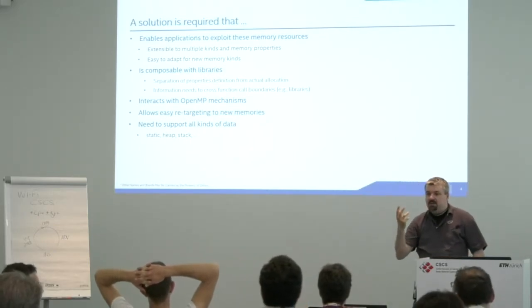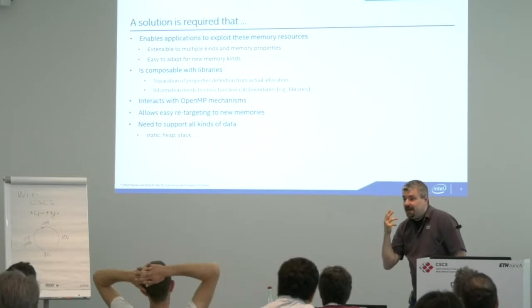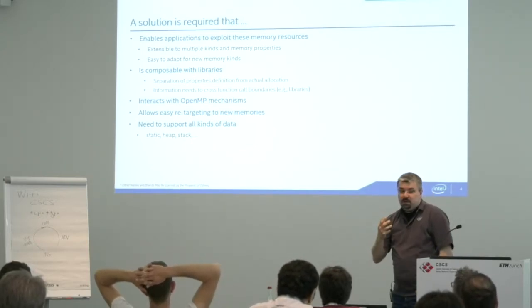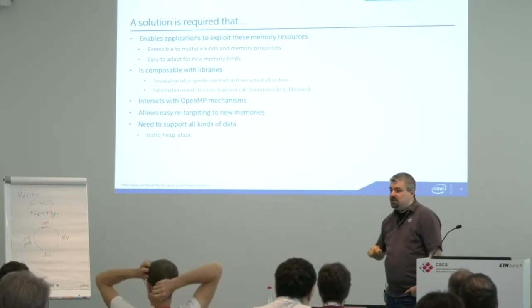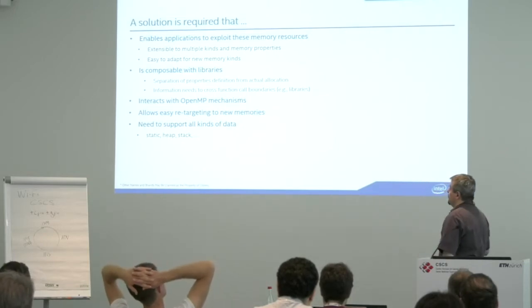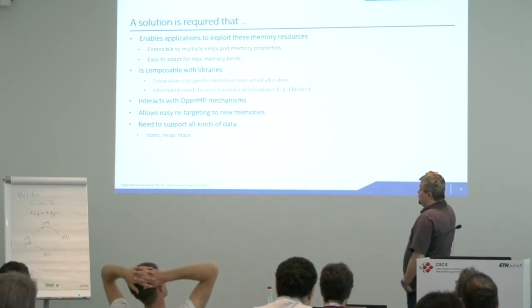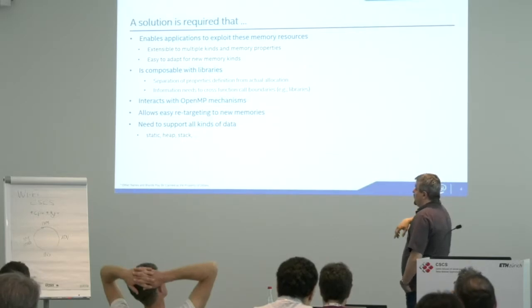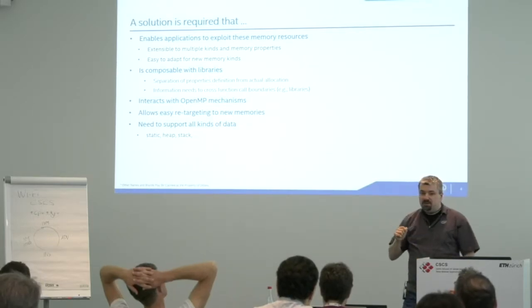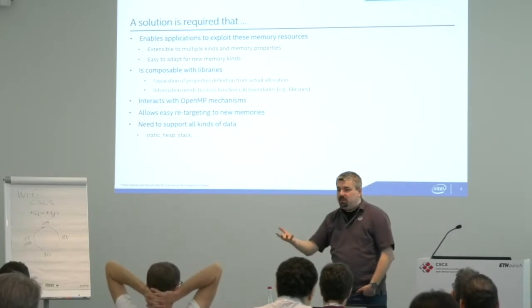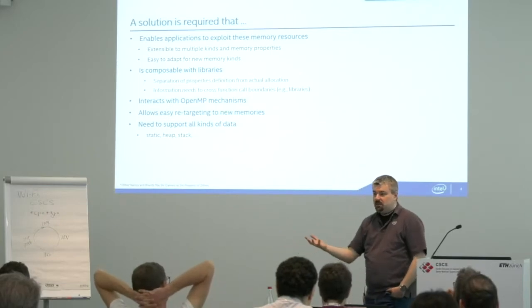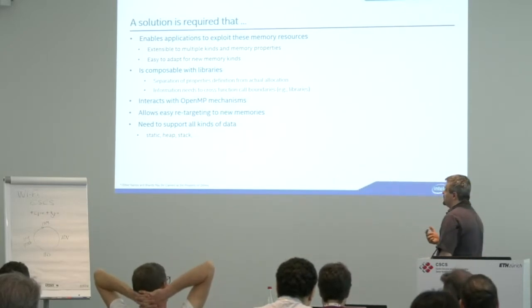So if you have a library that works on memory, that potentially allocates memory, like your favorite STL container, you want to somehow be able to interject into that container that it should draw memory from there, right? Without changing the container. Okay? Of course, it needs to interact with OpenMP mechanisms. We need to be able to retarget to new memories. So it needs to be flexible enough that when you move to another machine, you don't have to rewrite all your allocation in your application, right? Only gradual improvements you need to make.